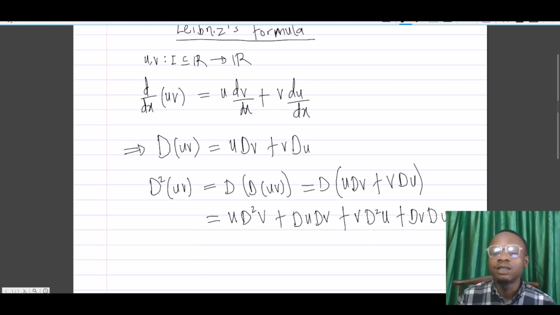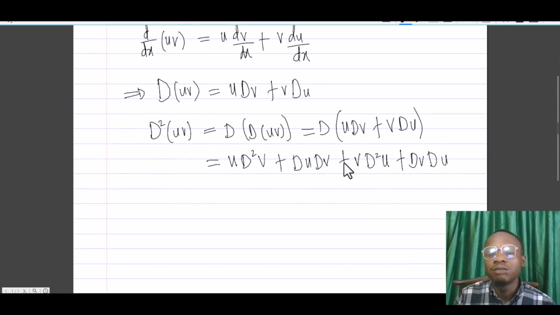So it's quite easy, and we can easily rearrange or rewrite this. If we write this, we observe that this is equal to u D squared v, then this is Du Dv and this is Dv Du. They are the same things, so we can put them together, we can add them up. That will be 2 multiplying the Du Dv. Okay, so that is the same thing as Dv Du. So putting them together, then plus v multiplying D squared u, and that will be our second derivative of this product, D squared of uv.